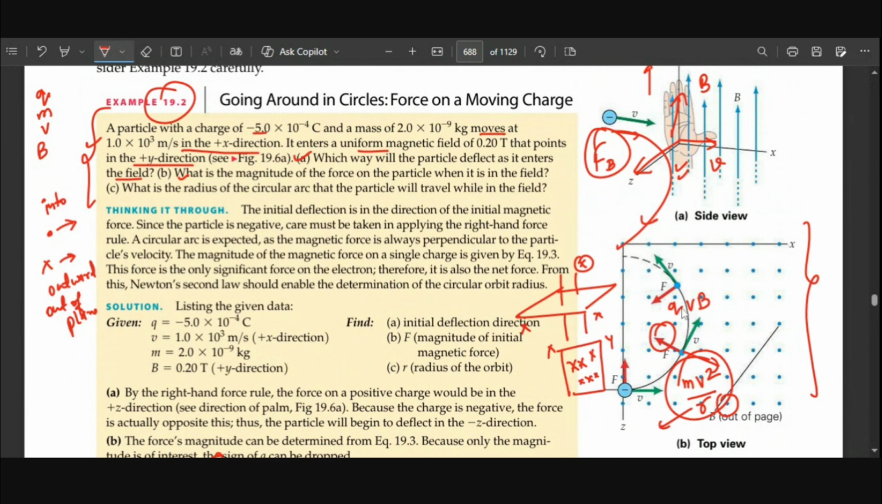So we will equate QVB to mv square over r, and from here we can find out that r is nothing but mv over qB. We'll substitute the values of m, v, q and B, and we'll have the answer, the radius of the circular arc. Do that also. Put the values and tell me the answer.